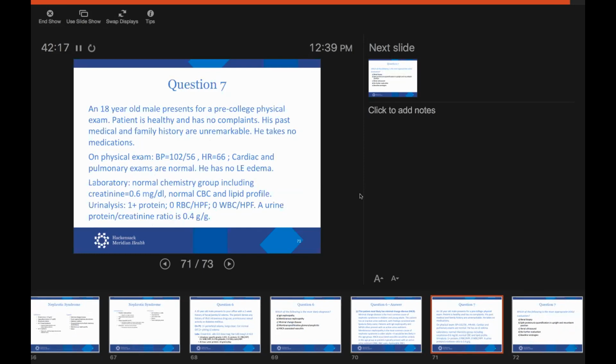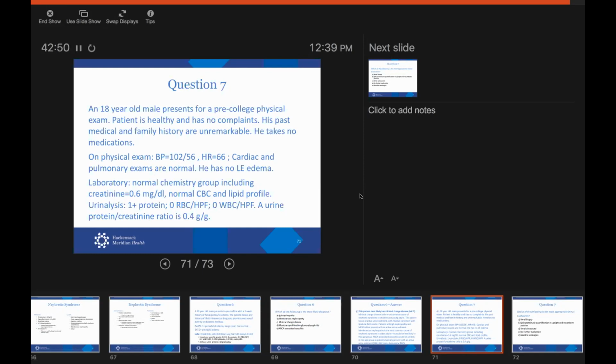Another question, and this is a good one. An 18-year-old male comes for a physical, no complaints. Physical exam is normal. And by the way, I always throw in blood pressure, because usually when patients have glomerulonephritis, they're hypertensive. So that's why this blood pressure is normal. Labs: normal chemistry panel, creatinine is normal. Urinalysis shows a little protein, but the microscopy is negative. And what did I tell you about microscopy being normal? The chance that this person has glomerulonephritis is extremely, extremely low.